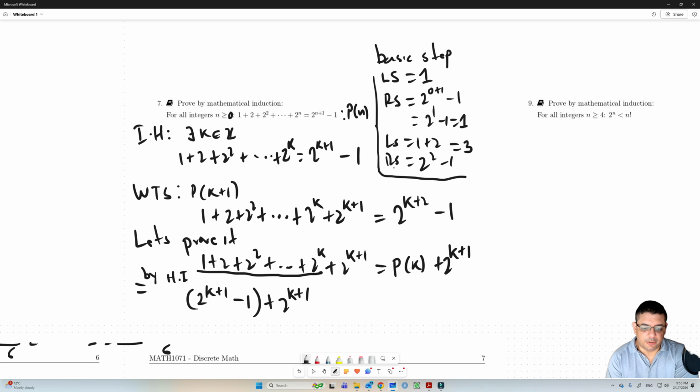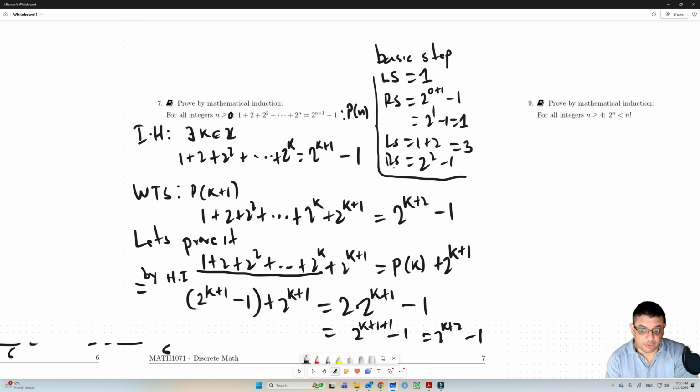Okay. So now, notice that this is twice 2 to the k plus 1, minus 1. But what is twice 2 to the k plus 1? Well, this is going to be 2 to the k plus 1 plus 1, which is 2 to the k plus 2, minus 1. So we just proved what we wanted to show. We started from the left side and reached the right side. And so by the principle of mathematical induction, P of n is true for n bigger than or equal to 0.